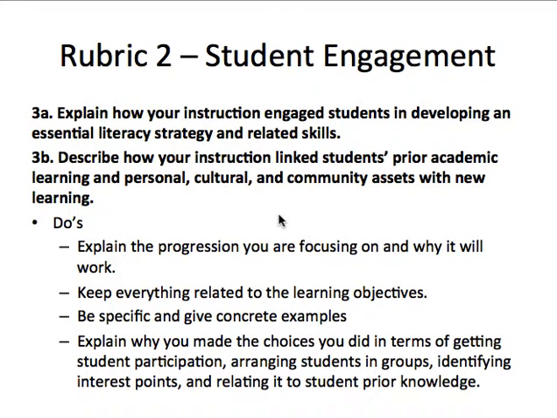Now, Rubric 2 goes with prompts 3A and 3B. 3A is explain how your instruction engaged students in developing the strategy and the skills. 3B is about what you planned for in your planning, about how you are connecting with prior academic learning and personal, cultural, and community assets that are relevant to the new learning. Now, the do's for this one: explain the progression you are focusing on and why it will work.